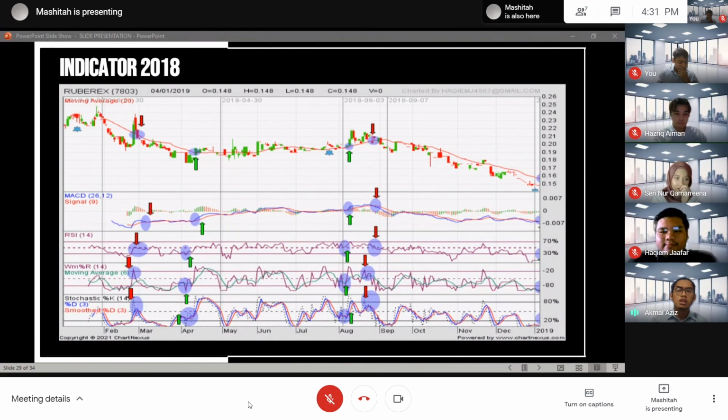The indicators that have been used for the analysis are the simple moving average, SMA, moving average convergence divergence, MACD, relative strength index, RSI, Williams percent R, and the stochastic oscillator. This slide shows 2008, where the stock price ranges between 15 cent and 25 cent. The short-term analysis covers August to September 2008.